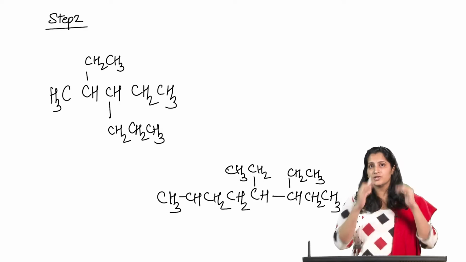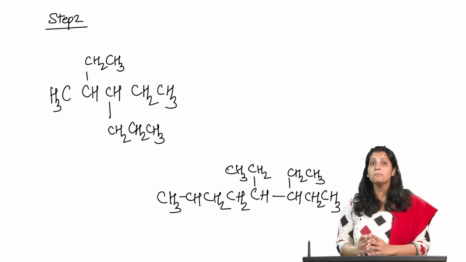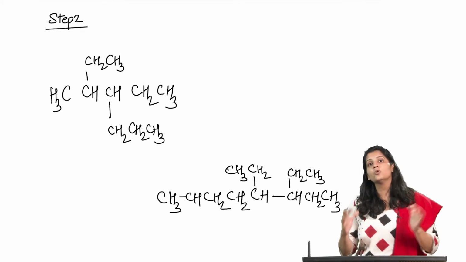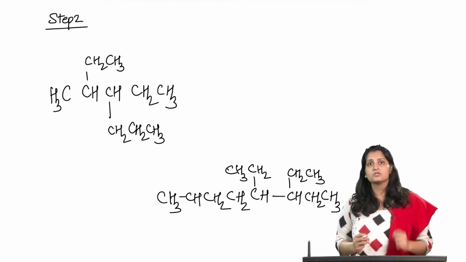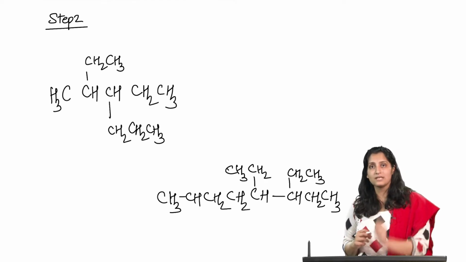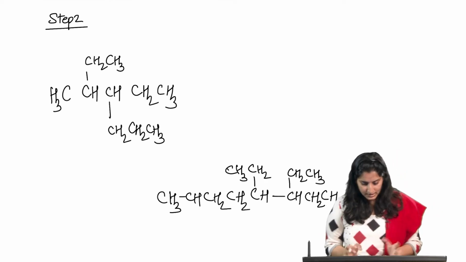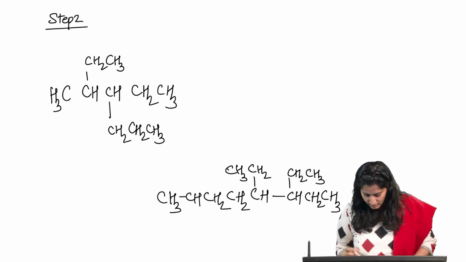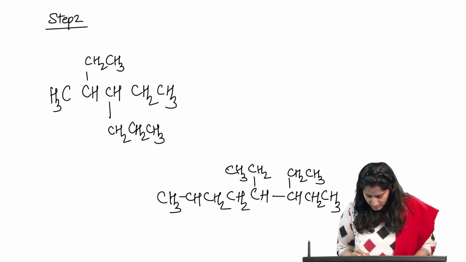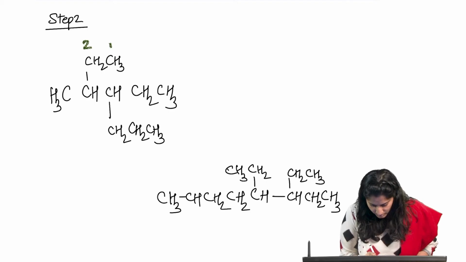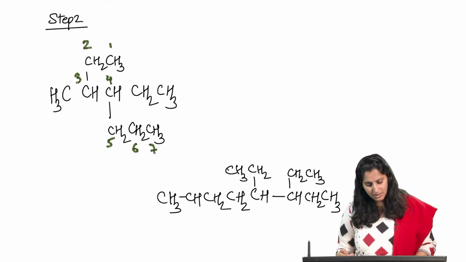Now, what we are going to do is first figure out the parent chain and then number it, but while numbering, remember that you want to begin at the end closer to the first branch point. Also, remember that the substituent should have the least possible number assigned to it. Okay. So, in this case I have a heptane as my main chain, right. So, let us start numbering. I have 1, 2, 3, 4, 5, 6, 7, okay, that is the main chain.